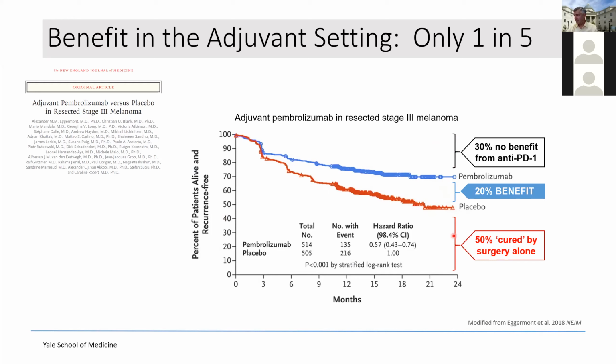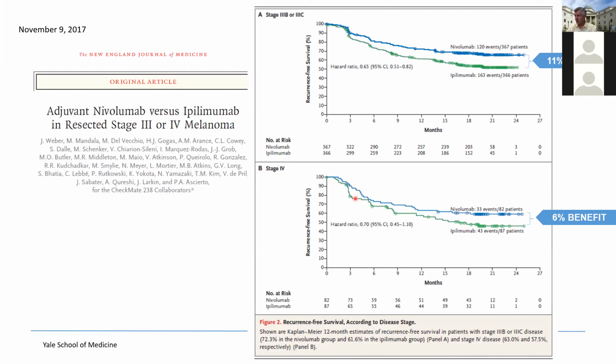Not that pembrolizumab is that toxic a drug, but in fact, in this trial, 1 in 100 patients dies from the drug, which is not so good in the adjuvant setting. Certainly in the metastatic setting, we want to give everybody drug, but should we give everybody drug in the metastatic setting? And nivolumab was also looked at in the adjuvant setting, and it had even fewer percent, 11% or 6% benefit. And so I think this is a place that we need TILs.